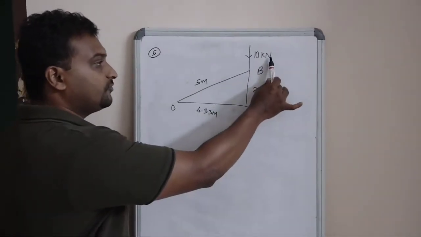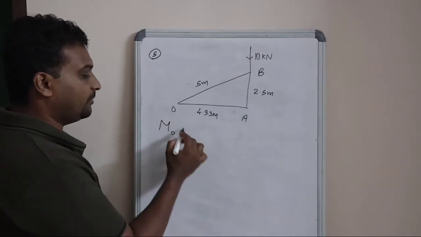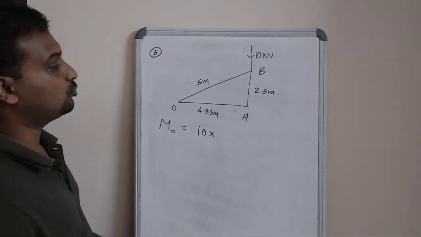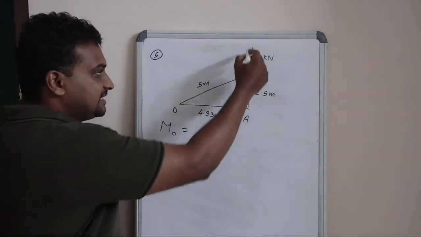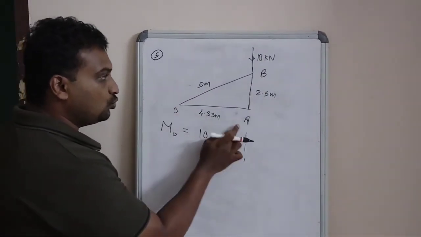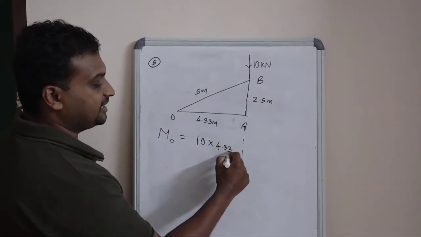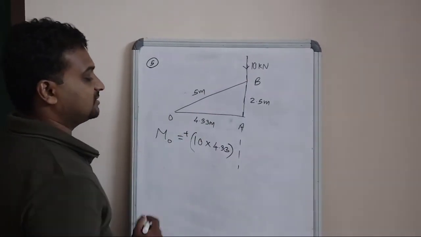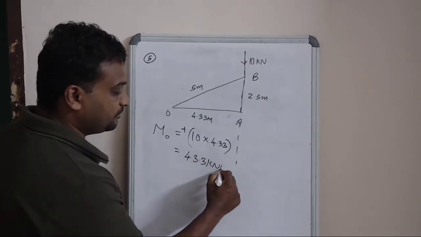Case 5. This is also the same arrangement, same triangle. Here, the 10 kilonewton force is acting in this vertical direction. Therefore, the moment acting at point O, MO, is equal to force, that is 10, into perpendicular distance. What about the perpendicular distance here? The force is acting in a vertical direction, and the perpendicular distance from O to this force is 4.33 meter. What about the sign? It is acting in clockwise direction. Clockwise is taken as positive, which is equal to 43.3 kilonewton meter.